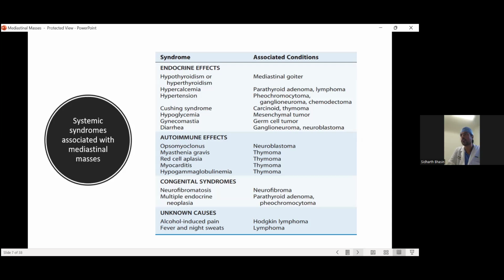You can see some autoimmune effects. Typically, they happen in thymomas, where you see a bunch of symptoms like myasthenia gravis, red cell aplasia, myocarditis, hypogammaglobulinemia. Also in neuroblastoma, you can see opsoclonus-myoclonus. So these are the autoimmune effects. In terms of congenital syndromes, you can have neurofibromatosis and multiple endocrine neoplasias, and then some of unknown cause, like Hodgkin's lymphoma can give you alcohol-induced pain, and the fever and night sweats that happen with lymphomas.